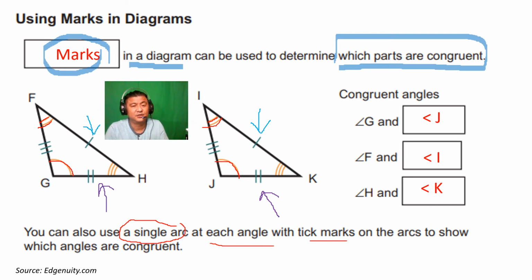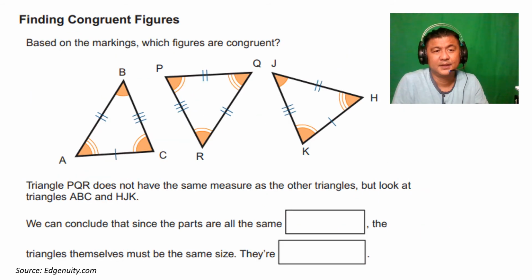What else? On the other side, this one has triple tick marks, which also correspond to those triple tick marks. So you don't need to name them. Just by visually looking, you would know which one corresponds, which one matches, or which one is relatively the same as the other one. So remember that. Use marks to identify which parts are congruent.